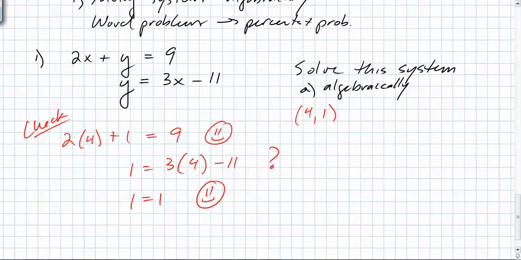It's not bad. Could you theoretically graph that and find the intersection point? This isn't in slope-intercept form. You'd have to put it in slope-intercept form to graph it. It might help you. What would you do to both sides of that top equation to put it in slope-intercept form? Subtract 2x. Y equals negative 2x plus 9. So one's going down, one's going up. They intersect. It's kind of nice.